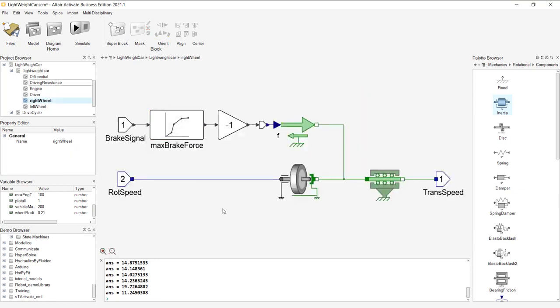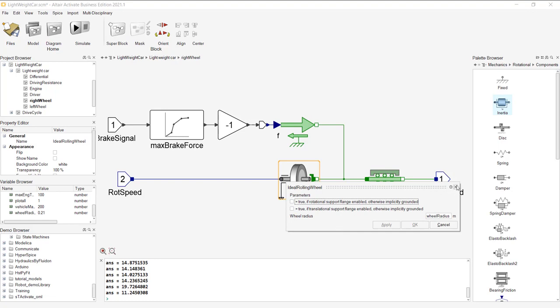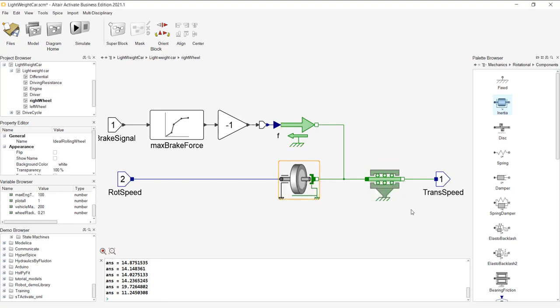Moving into those, what does a wheel do? It turns rotational velocity into translational velocity, and that's what we see here. So another lookup table, which is used to turn our brake signal from the driver into an opposite force. So this is our brake force applied against the forward translational force applied by this rolling wheel block, and then our friction force as well.